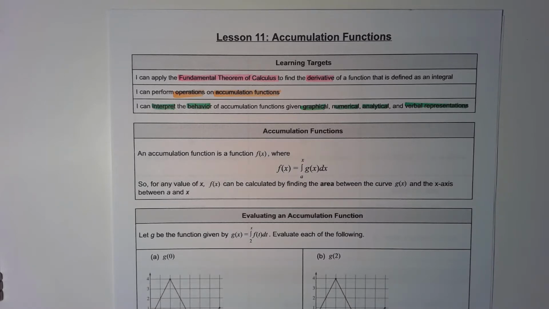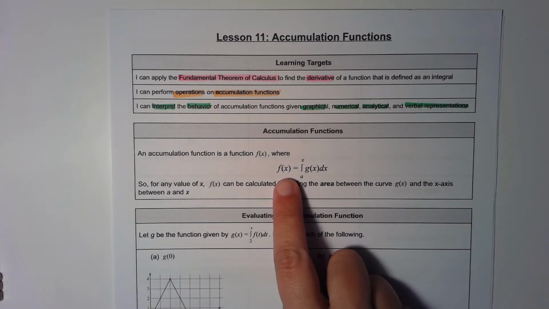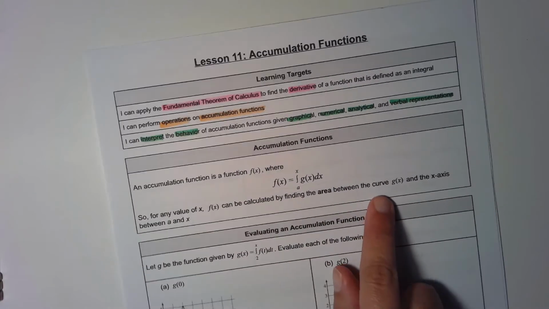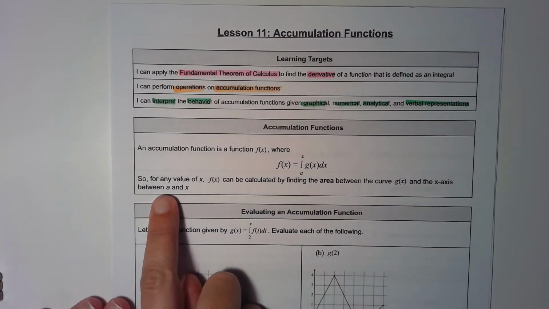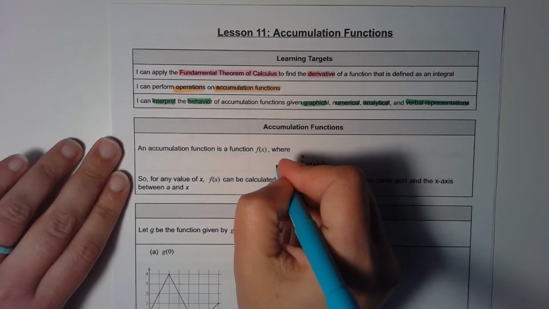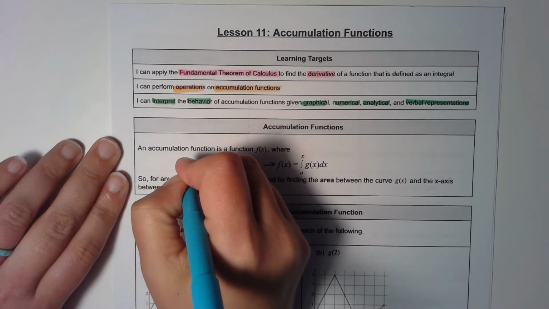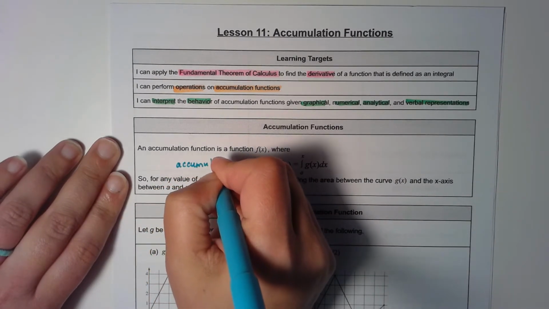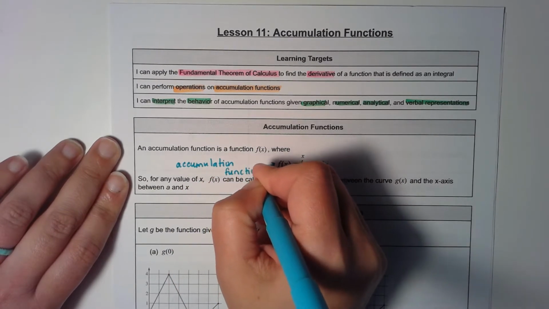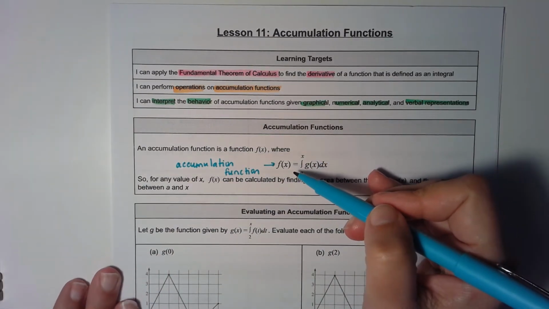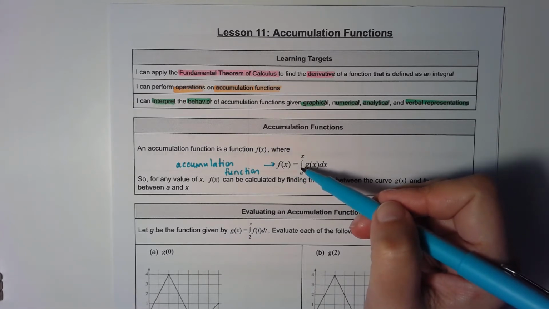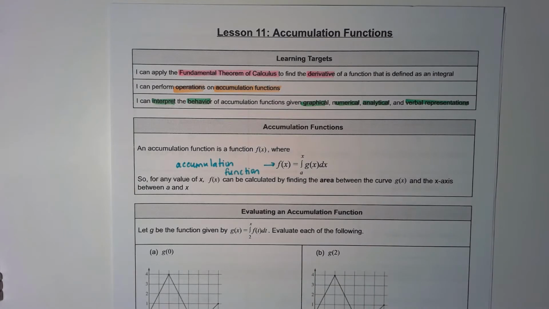An accumulation function is a function f where the function itself is defined and can be calculated by finding the area between the curve of g of x and the x-axis between a and x. So f of x is an accumulation function here. And the reason that f of x is an accumulation function is because to calculate f of x, you need to integrate or find the accumulated area of a different function, g of x.